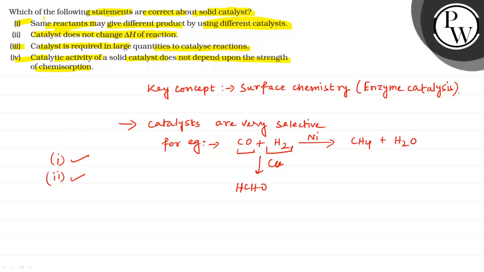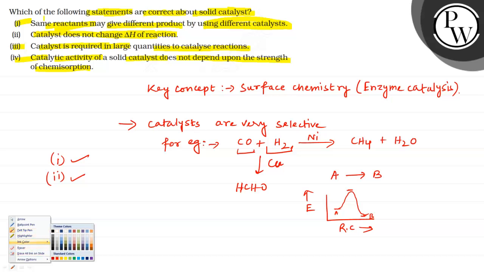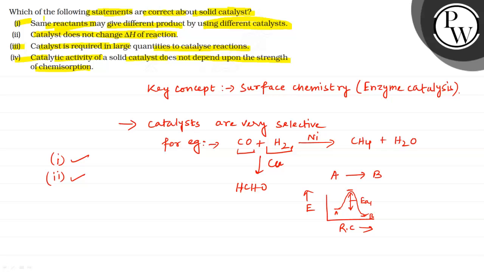Option 2, catalyst does not change the delta H of the reaction. That is absolutely correct, because if A is converted to B, the energy and reaction coordinate diagram will look like this. This is A and this is B, and this is the transition state. This is the activation energy for the first reaction, EA1. If we use a catalyst, the activation energy decreases and we get a lower activation energy, EA2. So EA2 is less than EA1.